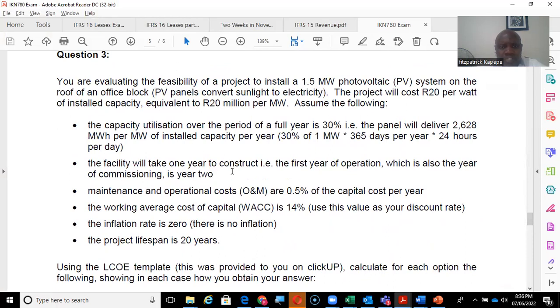The facility takes 1 year to construct. The first year of operation, which is also the year of commissioning, is year 2. So if we are saying 0 here, meaning that the construction period would be at the end of first year. So if it is to be at the end of first year, when is it going to generate electricity for a year?